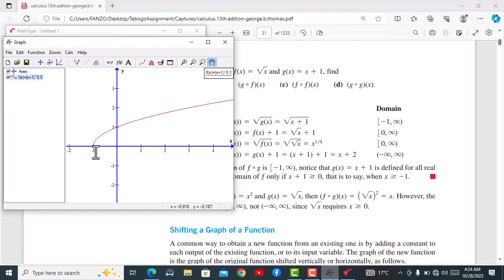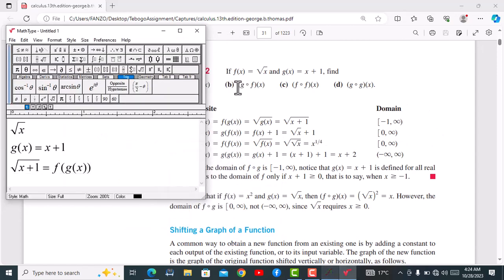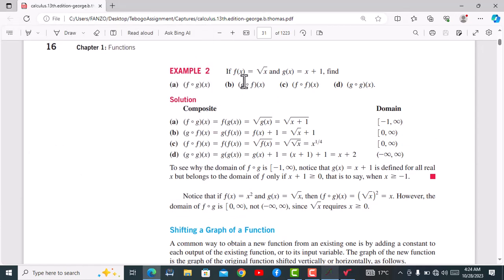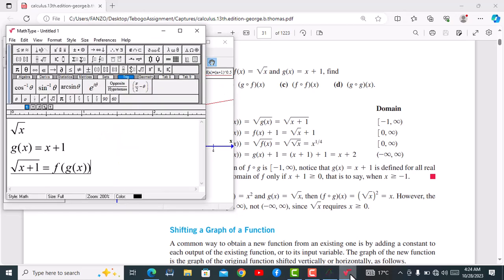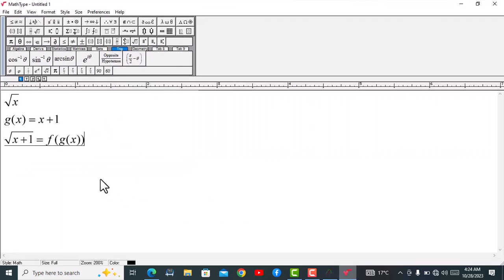Now let us see whether the domain is true. Look, -1, and it is defined at -1. So you will have that enclosing bracket. -1, where is it heading? Towards positive infinity. So this is exactly what is happening. Now we have defined g inside of f. Now let us check that, this time defining g.